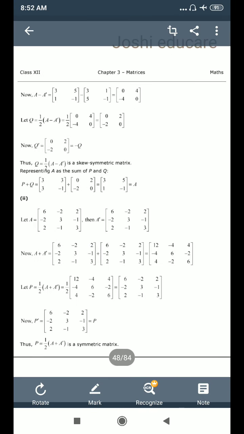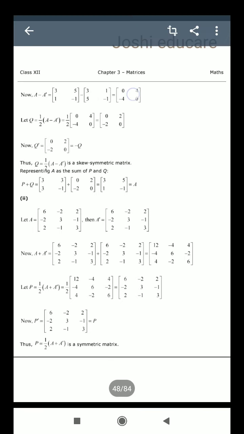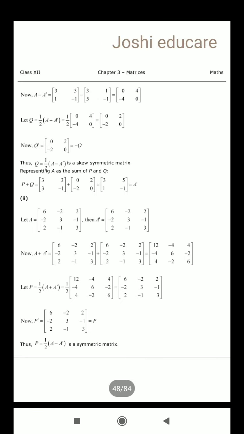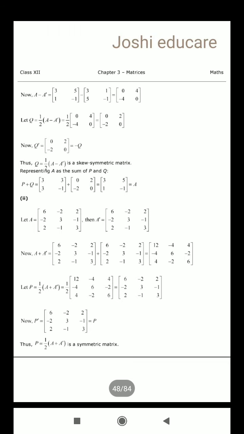Similarly, you get A minus A transpose. Subtract both these two. It is like this. Half of A minus A transpose, you are getting 0, minus 2, 2 and 0. This Q is actually a skew-symmetric matrix. Alright, so we can write A is equal to P plus Q. Write the value of P, value of Q, and that would be the answer.